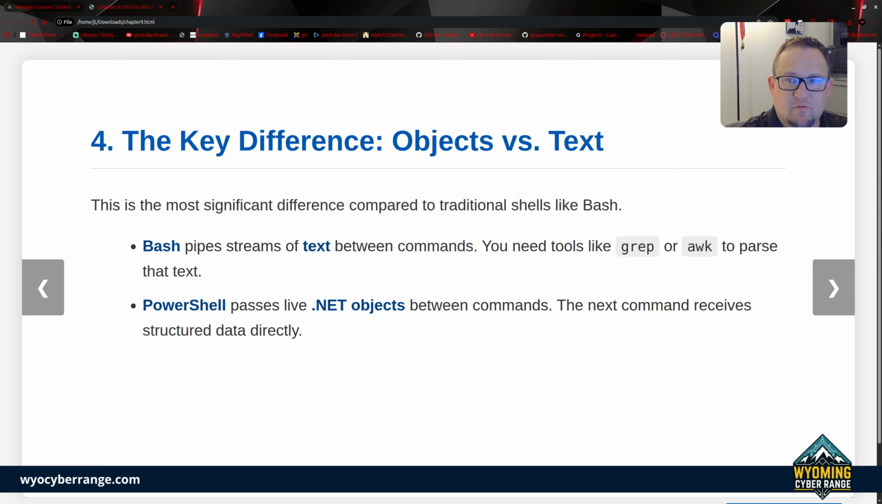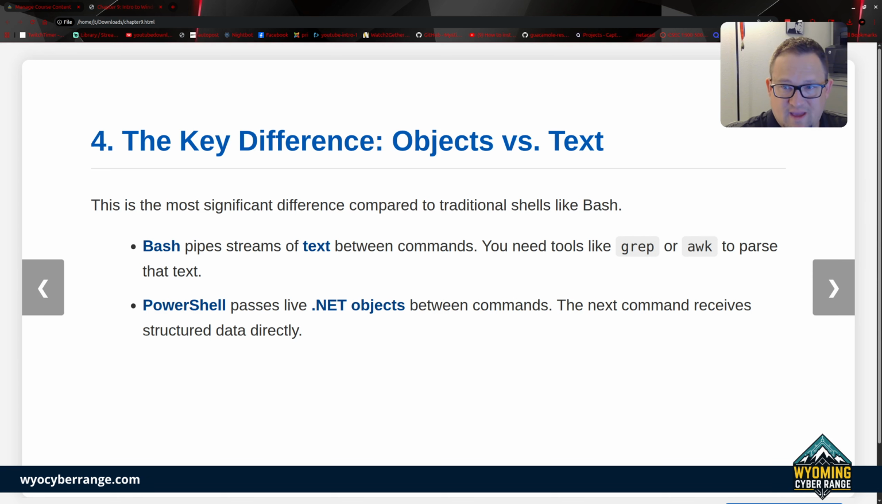Okay, one of the big differences we need to learn, if you're going to remember one thing from today, make it this slide. This is the single biggest difference between Bash and PowerShell, and what makes PowerShell so unique. In Bash, when you pipe commands together, you're just sending streams of plain text. If you run ls -l, for example, and then pipe it to another command, that next command just gets a wall of text. It then has to use another tool like grep or awk to parse that text and find the specific pieces of information it needs.